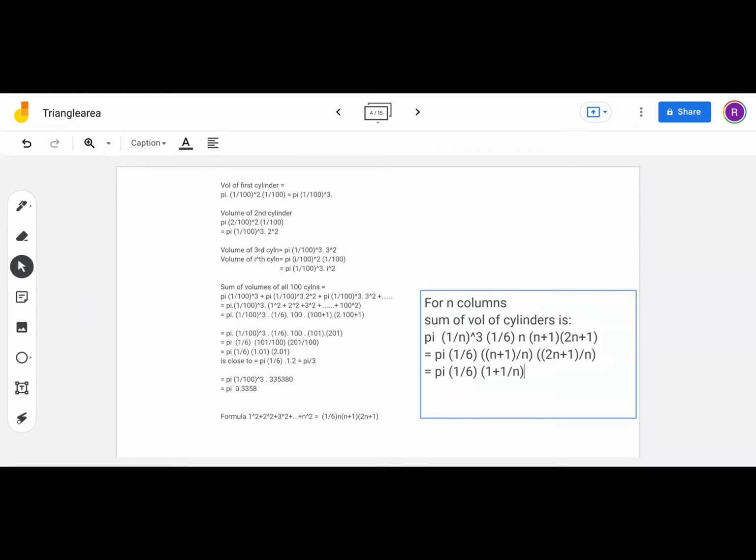Okay. Now, what happens to this 2 times n plus 1 divided by n? How should I write this so that it is clear it is very close to 2? What should I write for 2 times n plus 1 by n?